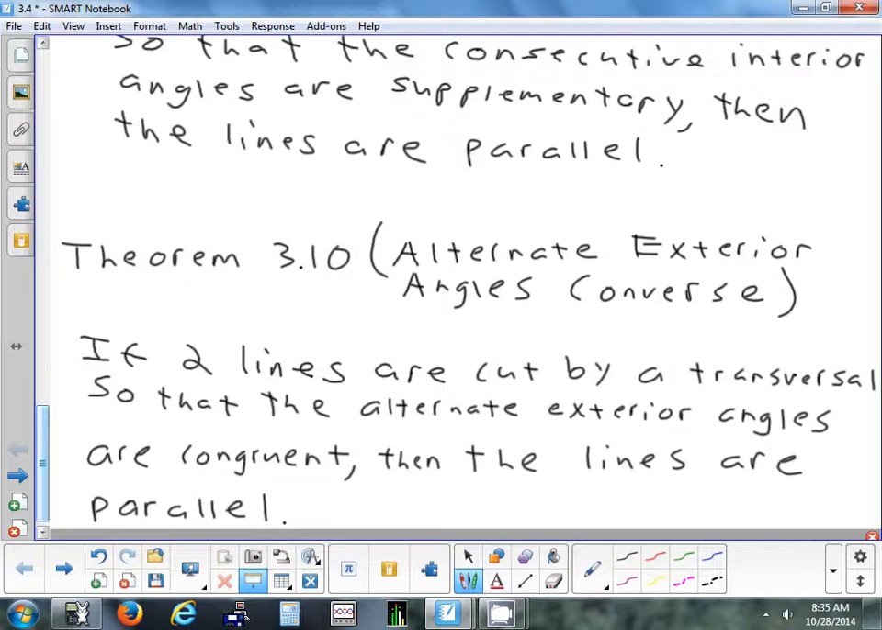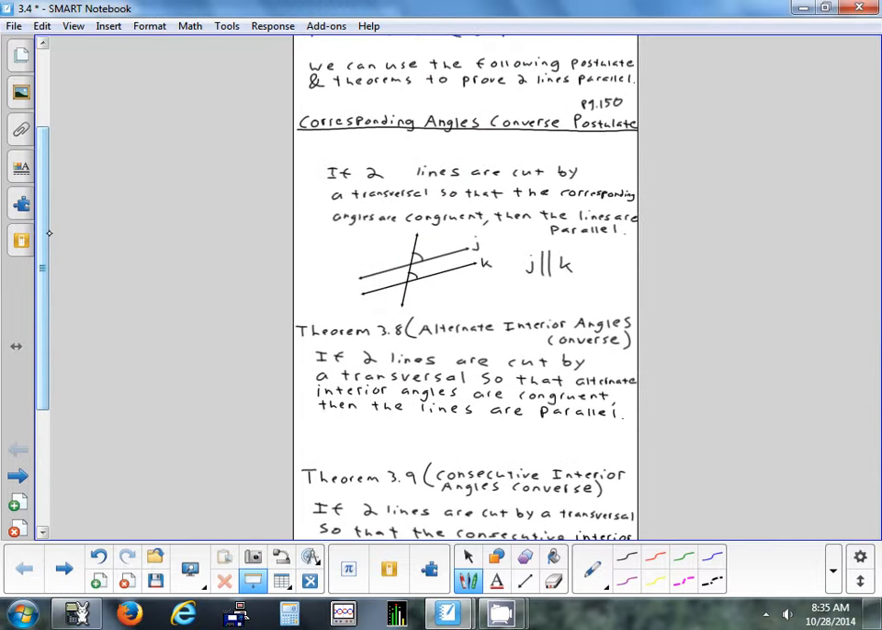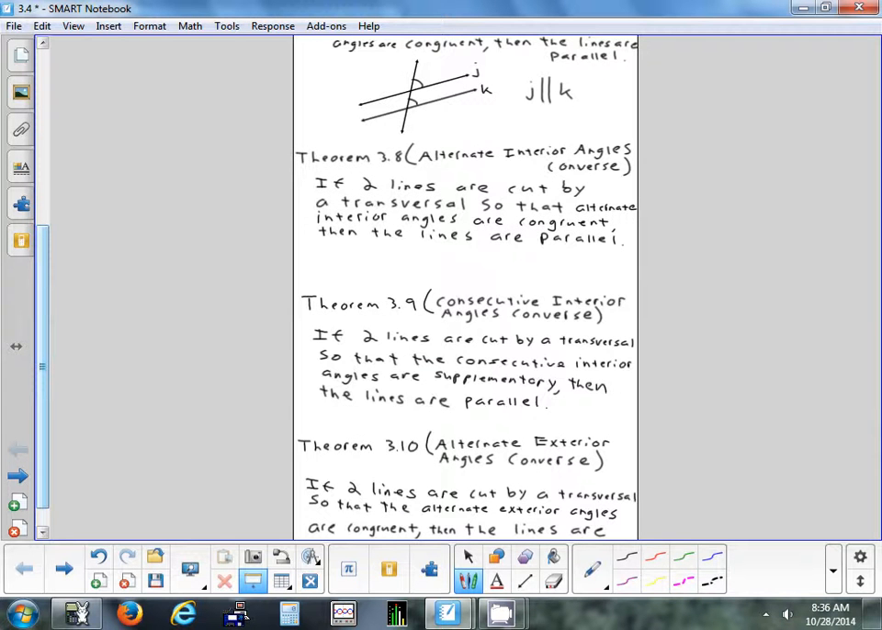Would you have to prove all of these to prove that two lines are parallel? No, you could prove any one of them. Either theorem 3.10, 3.9, or 3.8, or the corresponding angles postulate. Any one of those is enough to prove lines are parallel. You only need one.